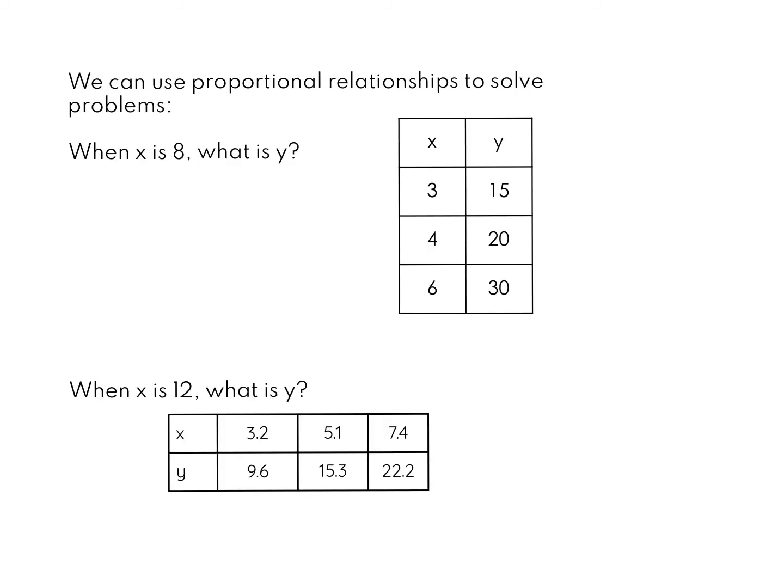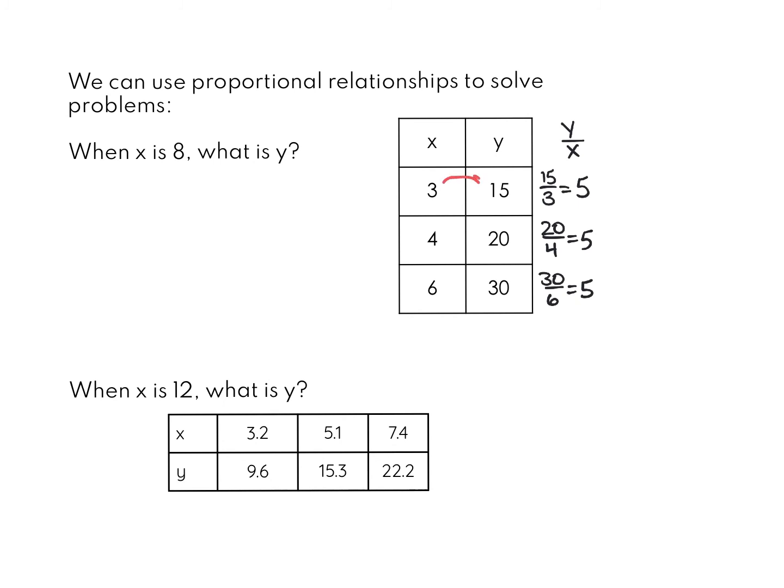The last thing that I want to show you is that when we do have a proportional relationship, we can use that relationship to solve problems. So here's an example of a question. When x is 8, what is y? We have a proportional relationship right here. And again, we can test this. It's y divided by x. So 15 divided by 3 is 5. 20 divided by 4 is 5, and 30 divided by 6 is 5.